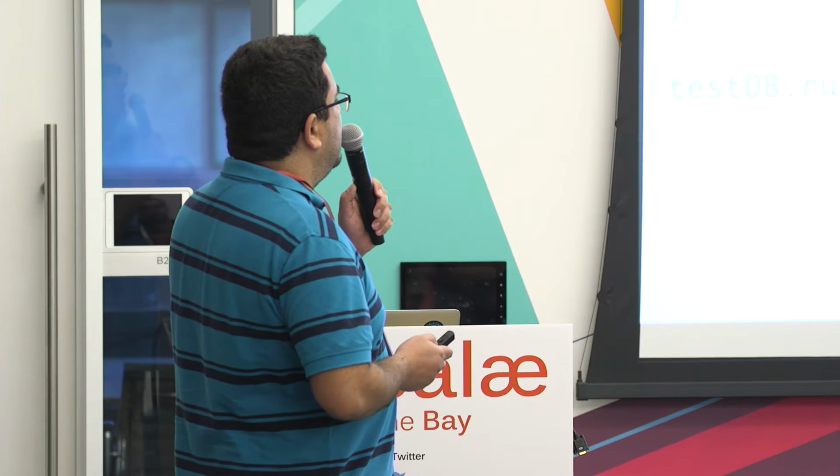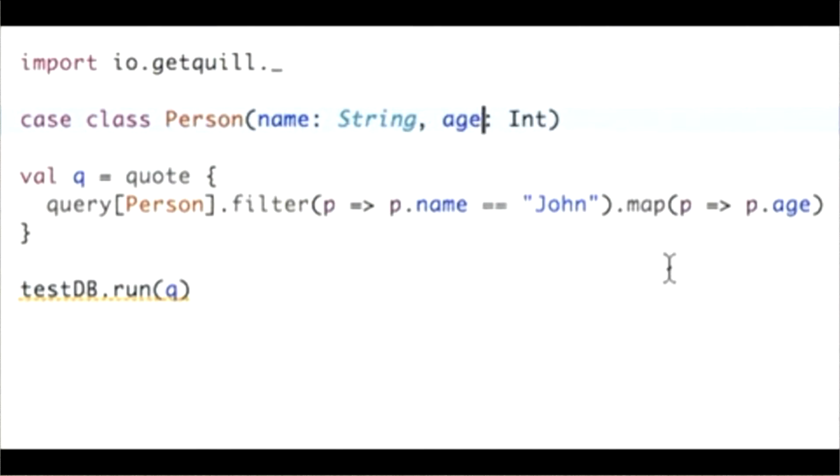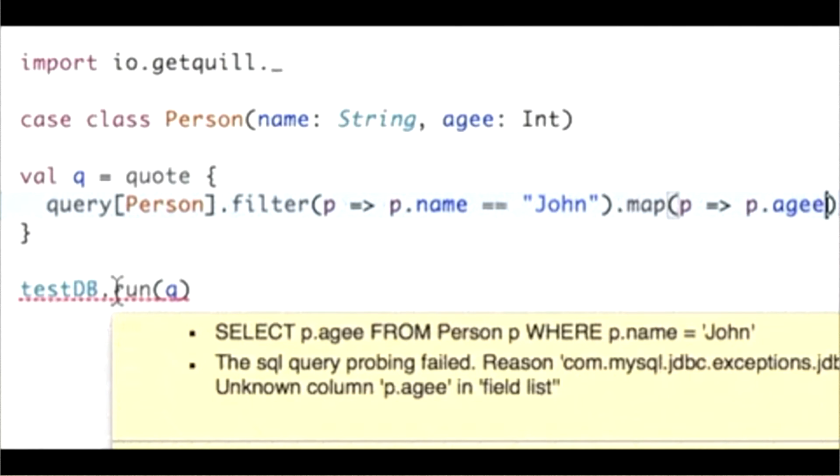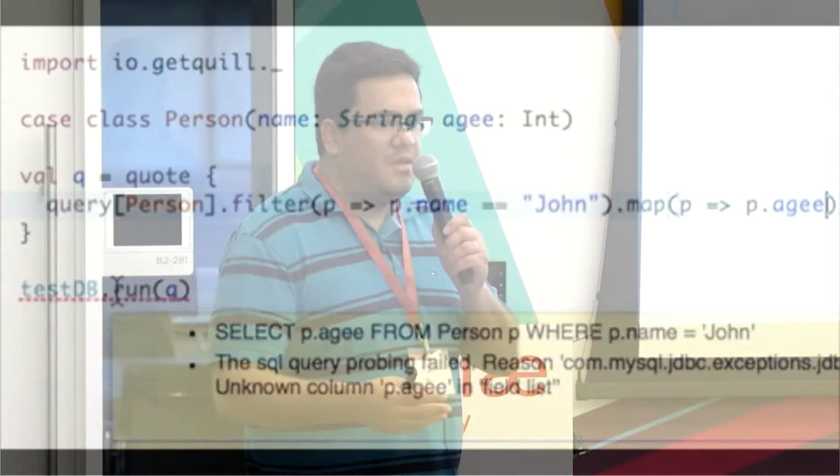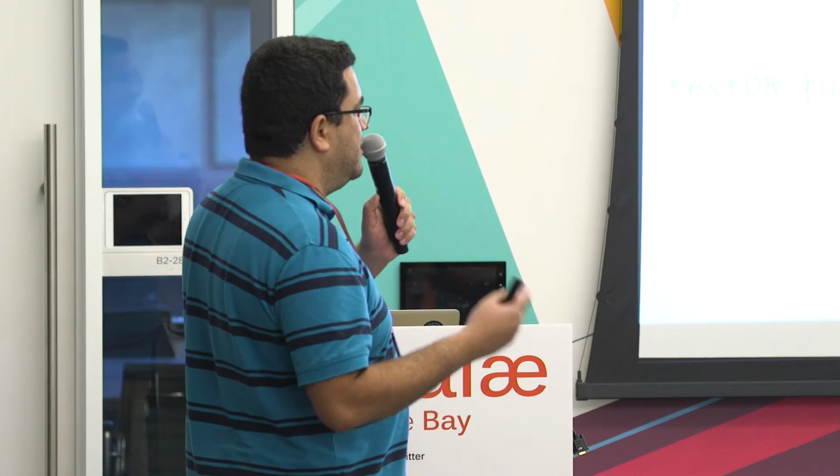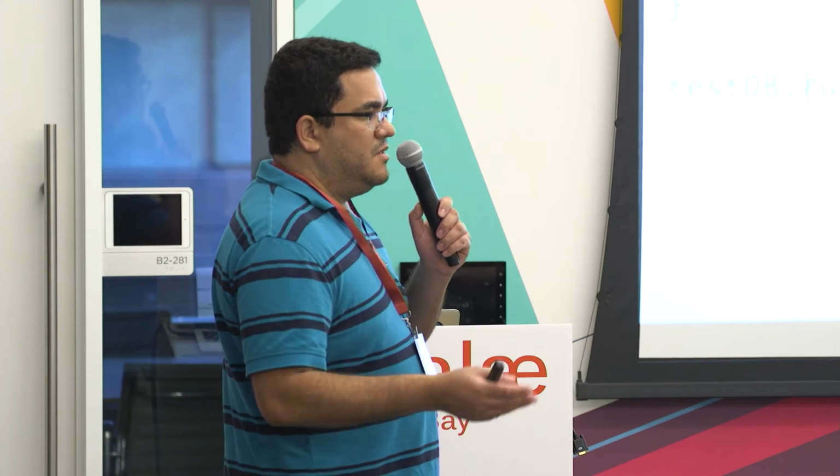That is compile time query probing. So I can, for instance, change the person name age to age E, and the compilation will fail. I configure my compilation unit with the information for a database connection, and Quill will, at compile time, talk to the database and try to prepare the query. In this case, the column age E is not in the database, and the query will fail to compile.